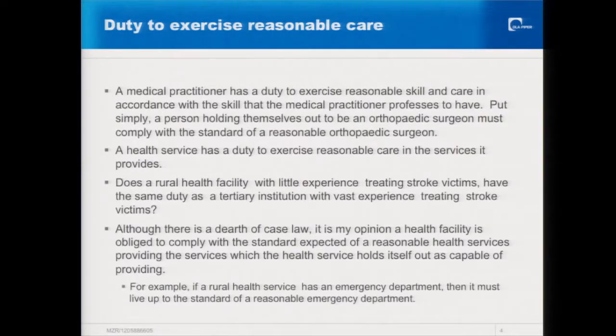We'll take a step back. I'll deal with the individual and then the facility. A medical practitioner has a duty to exercise reasonable skill and care in accordance with the skill that the medical practitioner professes to have. Put simply, if you profess to have the skill of an orthopaedic surgeon, then that's the standard you must live up to. If you're a general practitioner and someone comes to see you with a broken arm and you profess that you have orthopaedic surgical skills, then that's the standard of care you have to live up to.